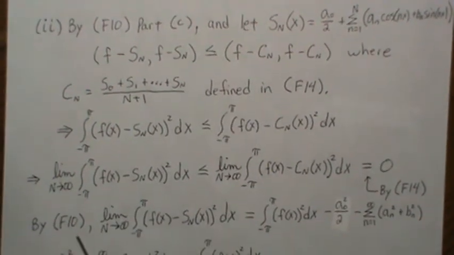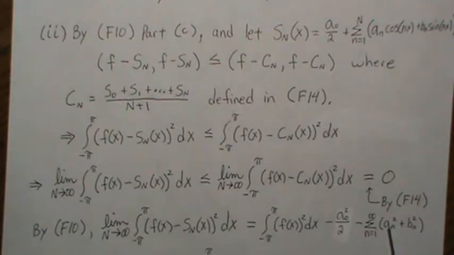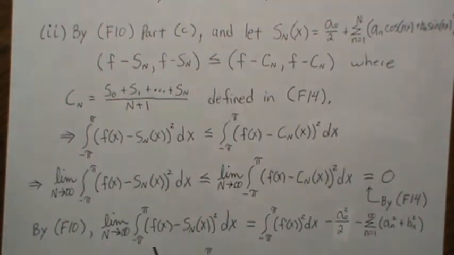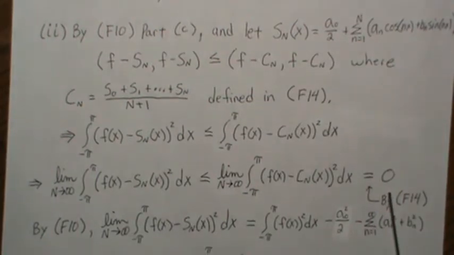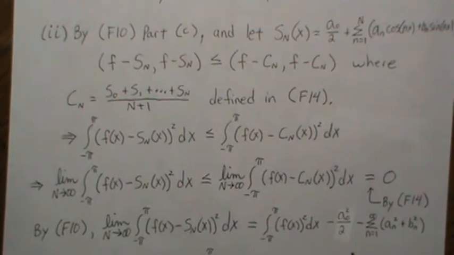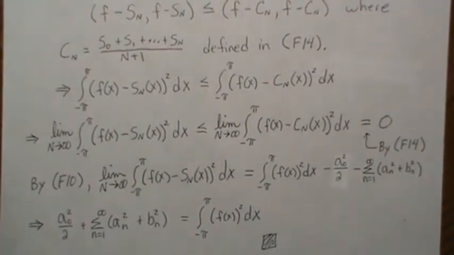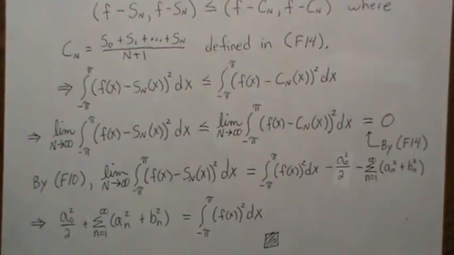But in F10, we showed that this limit was equal to this. And if this limit converges to 0, then we can take this to the other side of 0, and we get this. And then we're finished, and the proof is done.